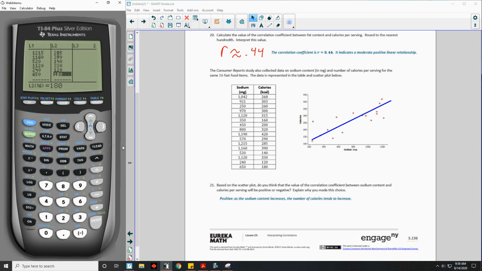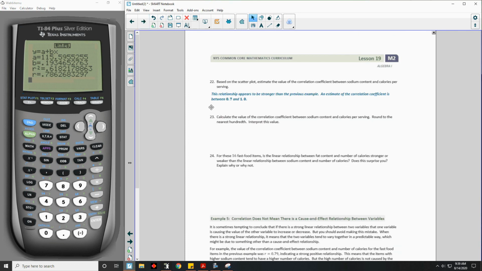Always check that. Now that that's entered, you press stat, calculate, 8 for A plus BX, L1, L2, and we get R to be 0.786. It said to round to the nearest hundredth. That'd be 0.78, and this 6 makes that a 9. So my estimate would be R is approximately 0.79. So the correlation coefficient R is approximately 0.79 by the table.